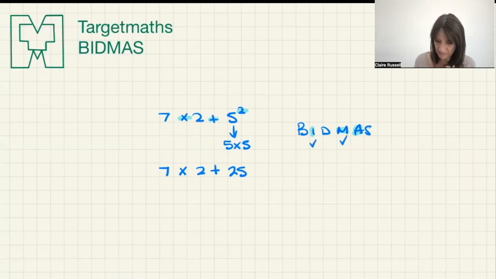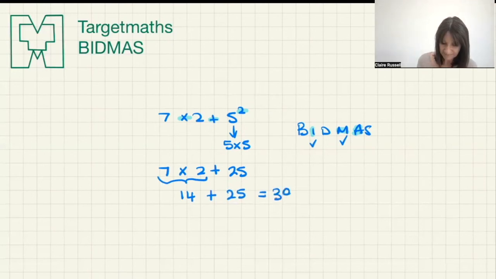The next thing is the multiply. The multiply is actually here. So 7 times 2 is 14. I've still got the plus and I've got my 25. Now I'm down to that one operation. I can just go straight through and add that. And we are job done.